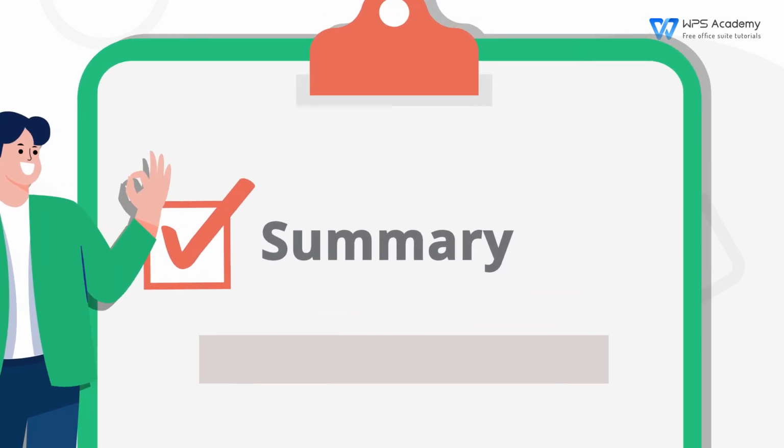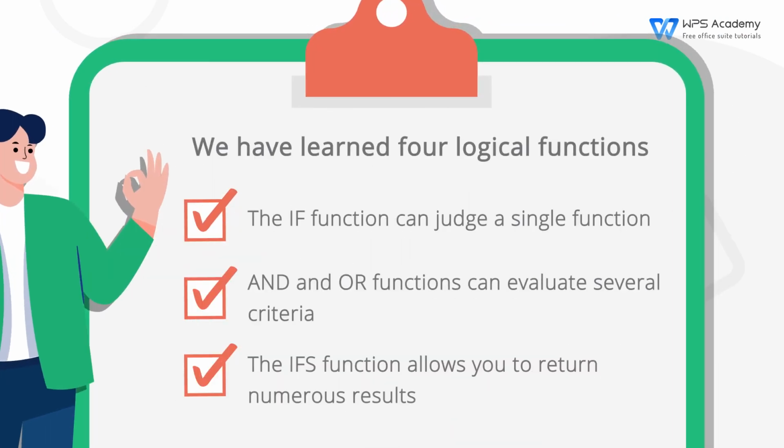From today's lesson, we have learned 4 logical functions, namely the AND, OR, IF, and IFS functions. 1. The IF function can judge a single condition. When the condition is met, the function will return true, otherwise it'll return false. You can also customize the returned content. 2. The AND and OR functions can evaluate several criteria. The AND function returns true if all the parameters are true, but the OR function returns true if any of the arguments is true. 3. The IFS function provides extra possibilities by allowing you to return numerous results.